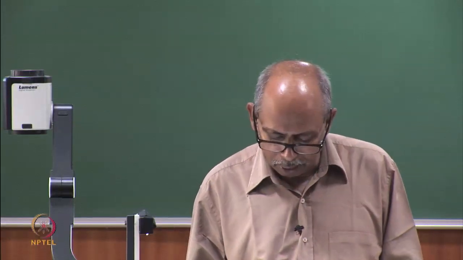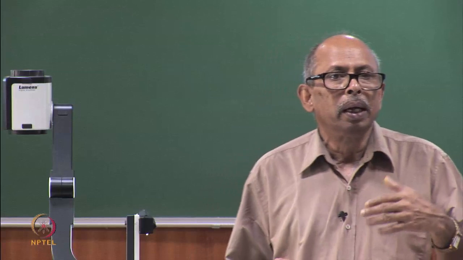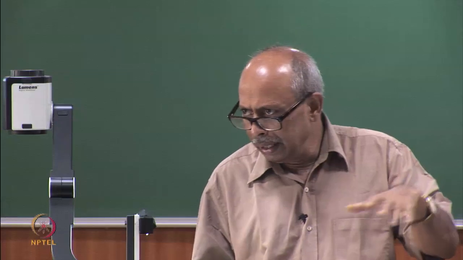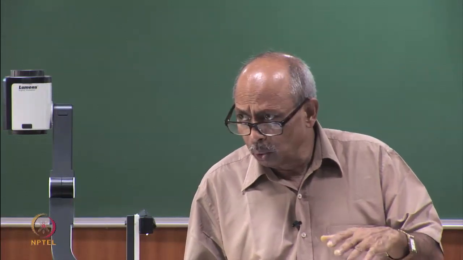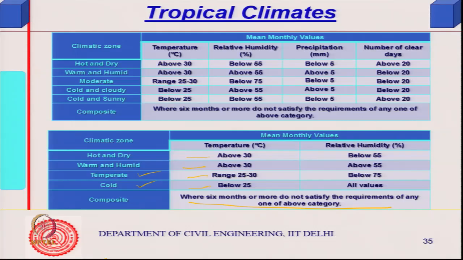Earlier it was 6, now they have made it 5. So they call it hot and dry, and then warm and humid, and temperate, cold and composite. This is typical of the Indian scenario, because in the tropical climate we have altitudes, Himalayan areas, and even the Deccan Plateau, Nilgiris, Aravalli, Mount Abu for example. Although it is in a desert, its temperature is much lower. It will possibly fall somewhere in the temperate climate.